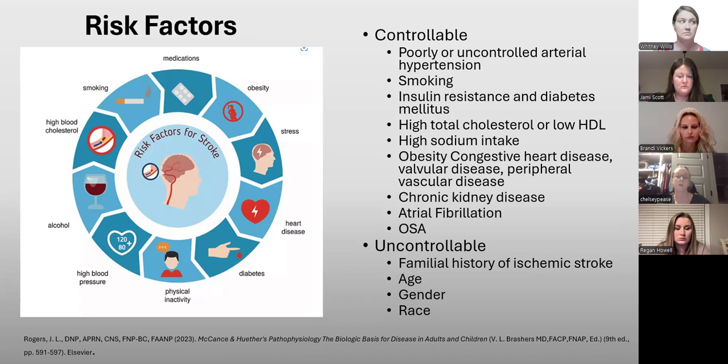Controllable risk factors are something that you have control over, whether it's cessation of something, eating a healthier diet, or exercise, or monitoring your insulin levels. Uncontrollable, you have no control over that. It could just be a genetic thing.